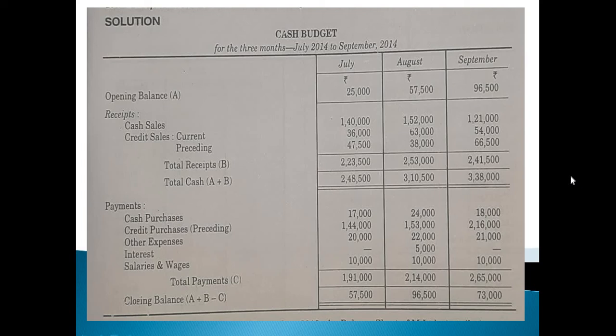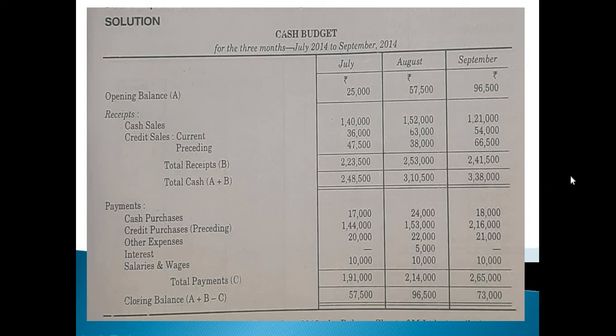So the opening balance of cash for the month of July is 25,000. Then you add the receipts. The actual cash sales for the month of July is 1,40,000. Then you add the credit sales, the current and preceding. You can take this from the working note. That's for the month of July, 36,000, the current credit sales which have been received in this month, and also the preceding receipt, that is 47,500 for the month of July, and the total receipt is 2,23,500.